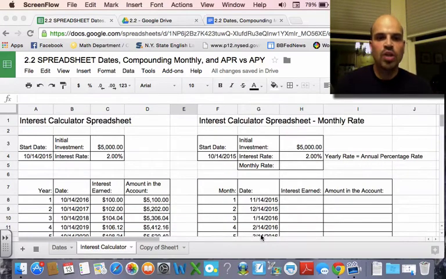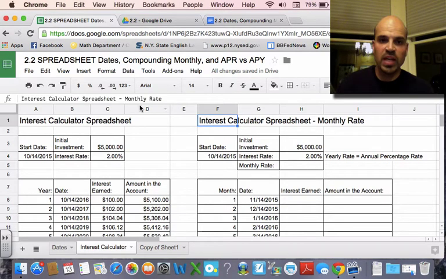Okay, so typically banks don't actually calculate your interest every year, because let's say you wanted to get your money out of the bank in the middle of a year. They wouldn't know how much money to give you. So one thing that we can do is calculate interest every month.